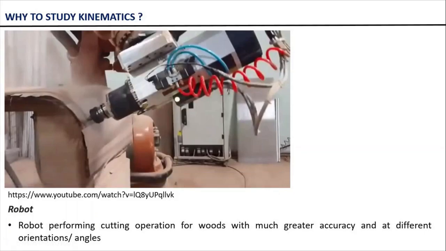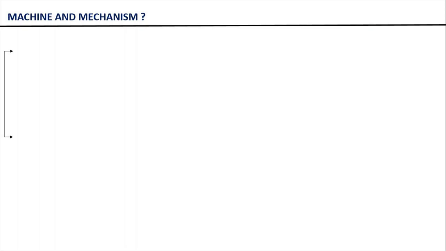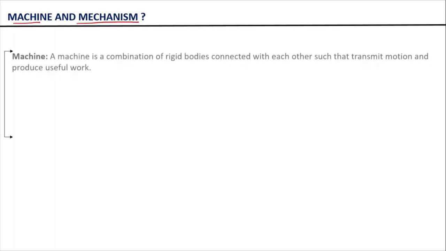Now let us move ahead. Let us try to understand the second terminology of this course title, which is machine, right? First we will talk about what is a machine, and then, as you just saw in the previous slides, I am several times using the terminology mechanism. So what exactly is a mechanism? Let us try to understand the difference between a machine and a mechanism.